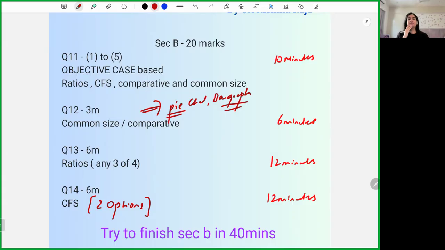The next we have is ratios. In ratios, again, 4 questions will be there. You have to solve any 3.